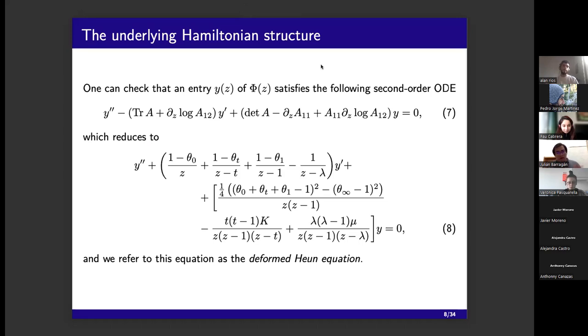We can see that there is also an underlying structure, and this can be seen if we take one of the entries of the fundamental matrix, take the derivative and replace it back with an auxiliary function. Then what you get is a scalar equation, a second order ordinary differential equation that can be written as a deformed Heun equation. It means that lambda enters into the equation as an apparent singularity, and the monodromy around an apparent singularity is just trivial.